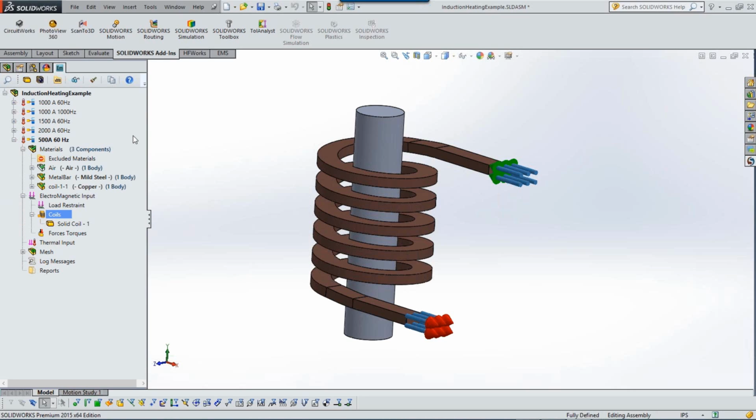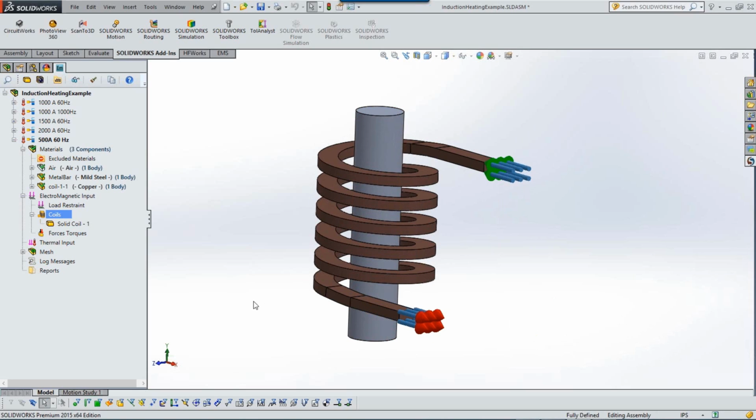In a solid coil, you actually model the exact geometry of the coil. In the case of a wound coil, you don't model the coils, but you just model the area or the volume represented by these coils, and that's a wound coil. Okay, in this case, it's a custom-made coil. We are going to study how effective the coil is for heating purposes. Hence, we use what is called a solid coil.